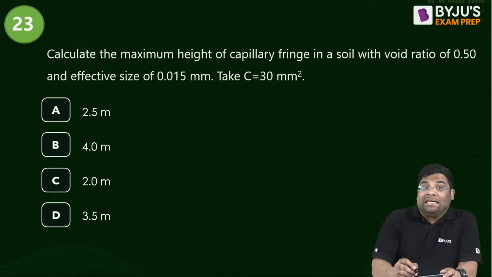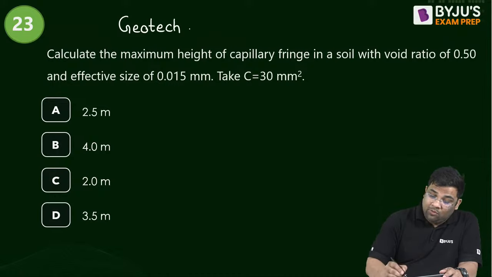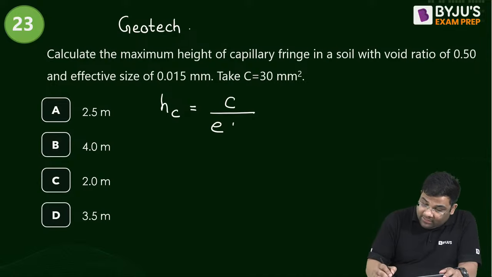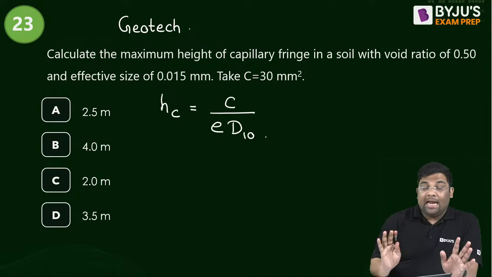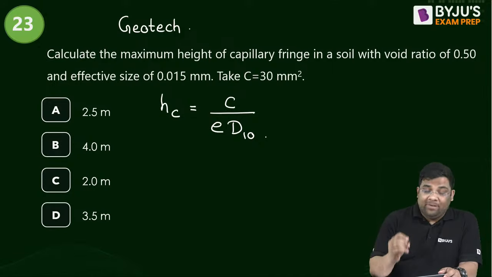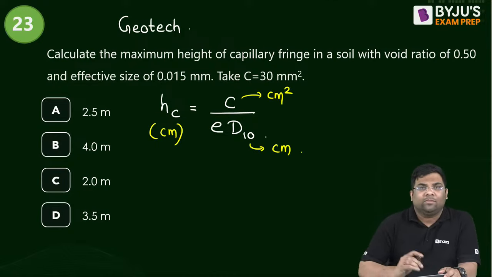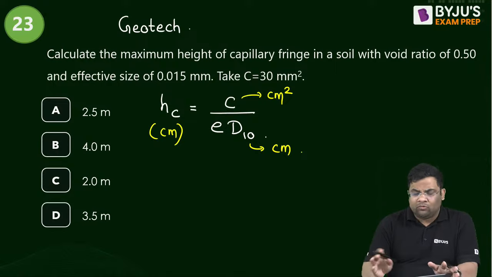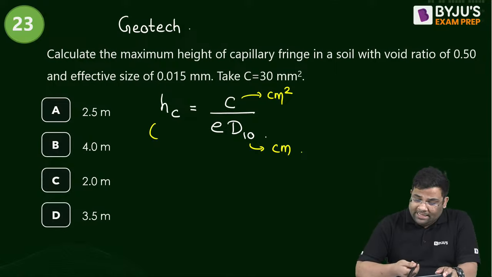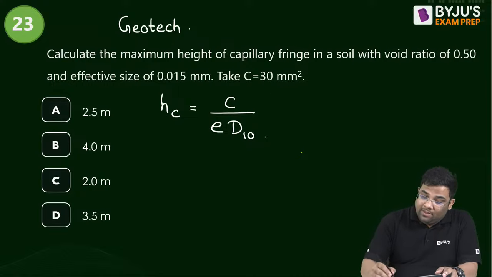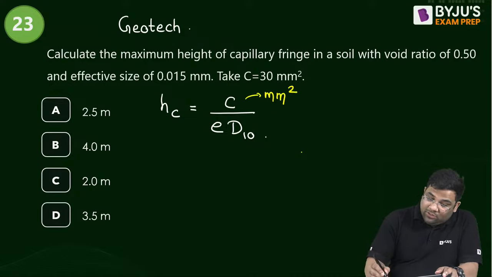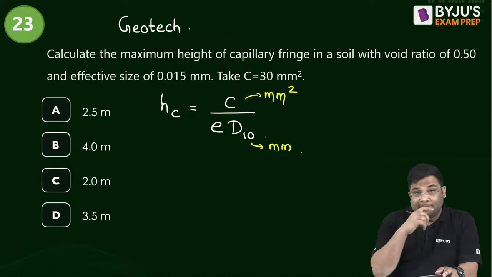Next question. It is from capillary rise, geotech. Now, the height of capillary rise is C by e void ratio D10, right? This is an empirical formula. Remember that this is in centimeter square and this would be in centimeter. Or if you are converting everything to mm square, I can take mm also. This becomes mm square and this will become mm. And effective size is D10.